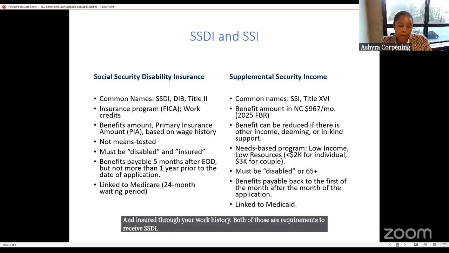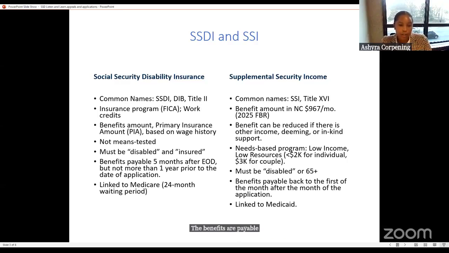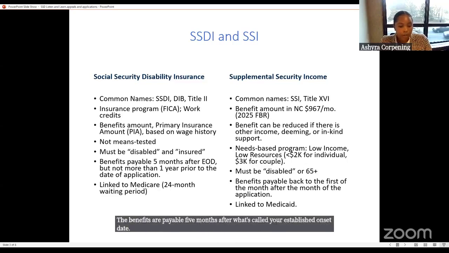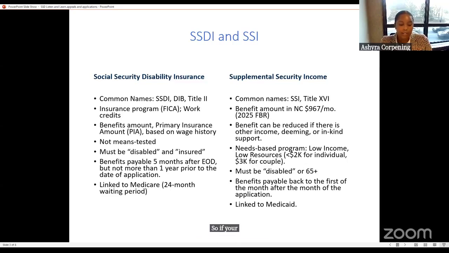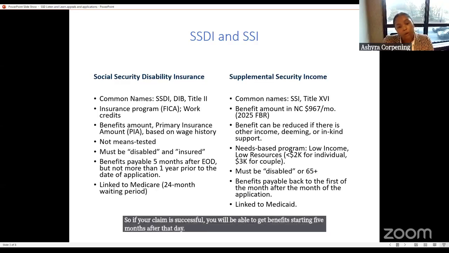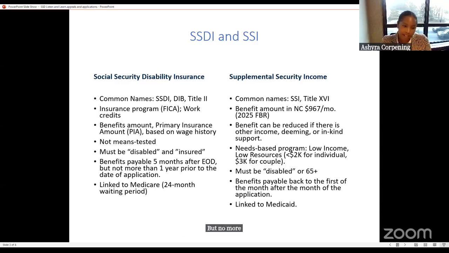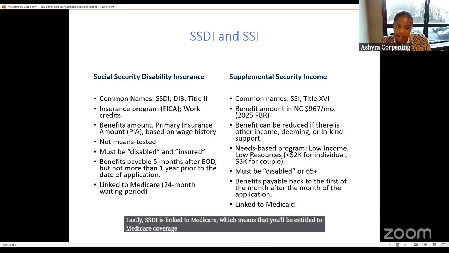The benefits are payable 5 months after what's called your established onset date. So if your claim is successful, you will be able to get benefits starting 5 months after that date, but no more than 1 year before the date of the application. Lastly, SSDI is linked to Medicare, which means that you will be entitled to Medicare coverage if you receive SSDI after a 24-month waiting period.